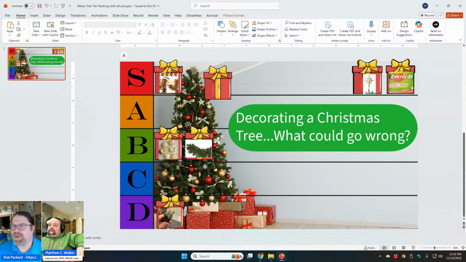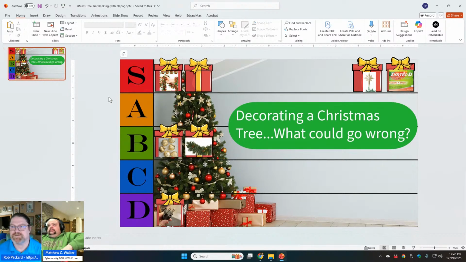The next thing we have here is very much along the lines of falling and tripping. We have a present. You have all kinds of presents around the tree causing tripping hazards. Too many for the small little space. So I'm going to put that in an S. Do you have any comments? So they're going to trip over it.